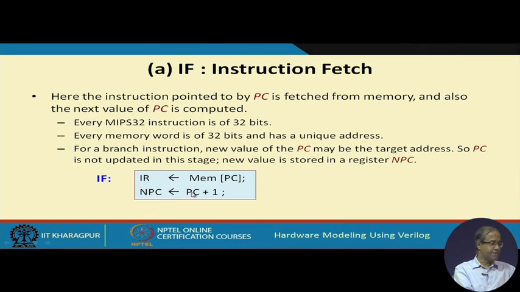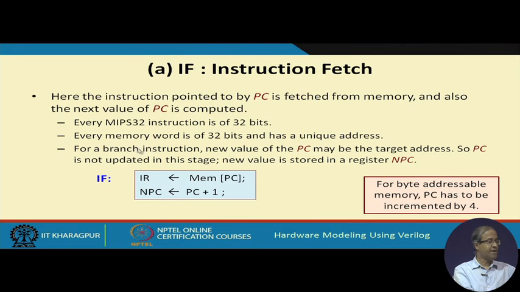And you increase the PC and do not store it back in PC, because for a jump instruction the target address can be something else, you do not know it yet. So, you use another register called new PC, NPC, and store it temporarily in NPC. This is what we do during the instruction fetch stage, right.